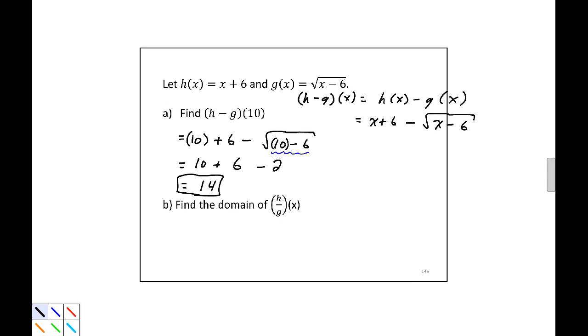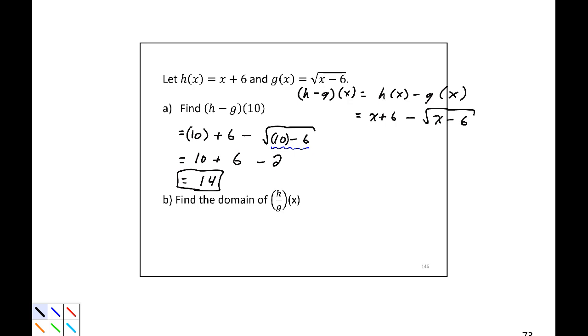Next, we want to find the domain of h divided by g of x. Separate functions. So h divided by g, well, that is going to be equal to x plus 6 as a numerator and the square root of x minus 6 as a denominator. Now we have two things at play here. One is that the denominator cannot be equal to 0. So that means the square root of x minus 6 cannot be equal to 0, but also, because we have a radical, x minus 6 must be greater than or equal to 0. Those two things are at play.